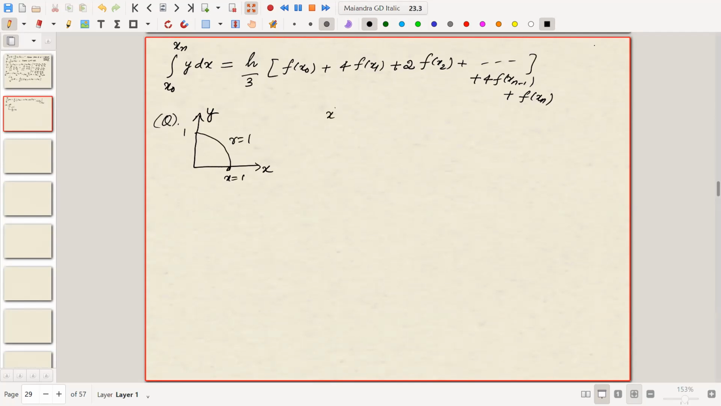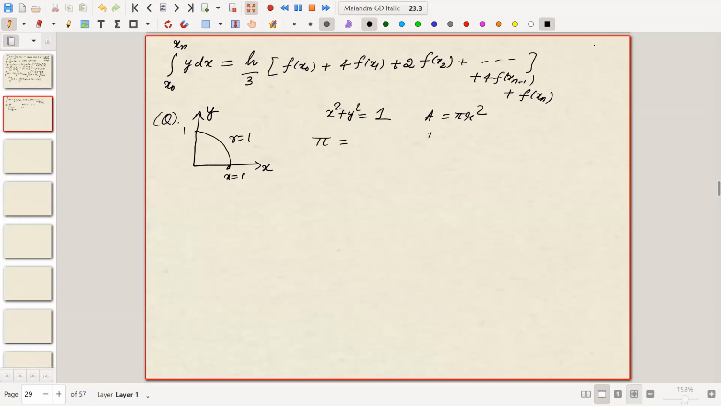You know the equation of the circle centered at the origin is x squared plus y squared equals 1. The area of the circle is pi r squared, and we are taking r equals 1. If r equals 1, the area will be just pi, and you know the value of pi. So our aim is to find the value of pi, without already knowing pi, we want the value.